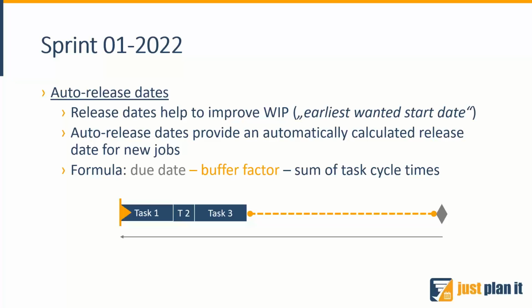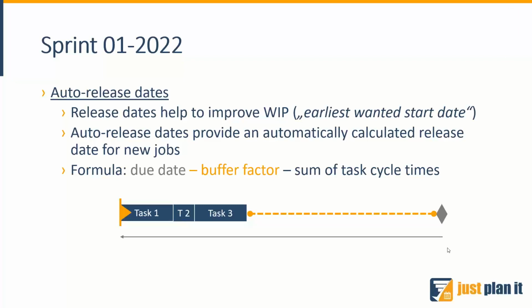Okay? So, if you activate this auto release date functionality, then with every job that you create in your Just Planet account, the system automatically sets a release date in this earliest wanted start date sense if you do not set a release date manually. Okay, and this auto calculation actually follows a formula that you can see here.